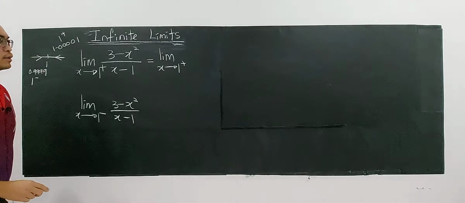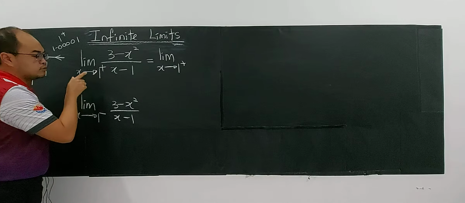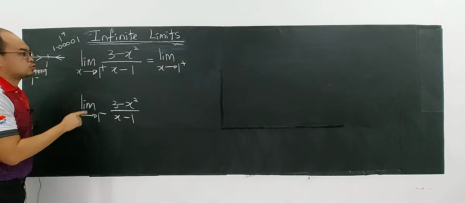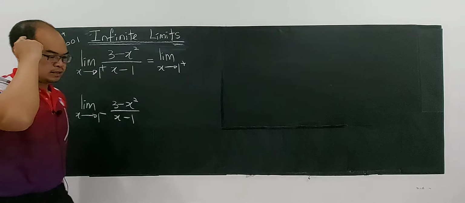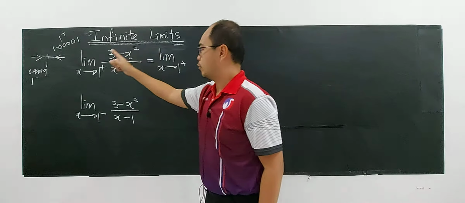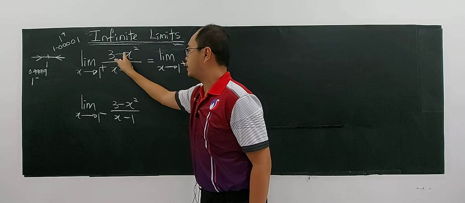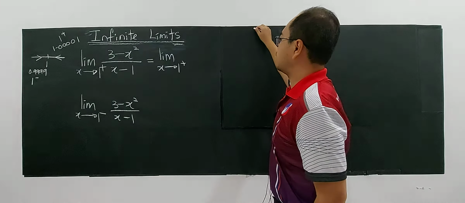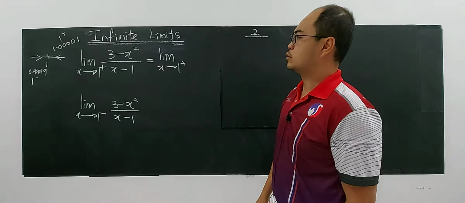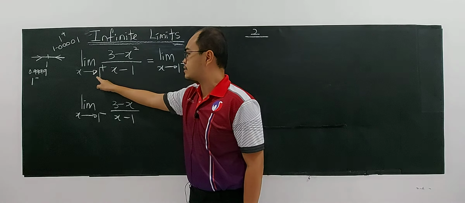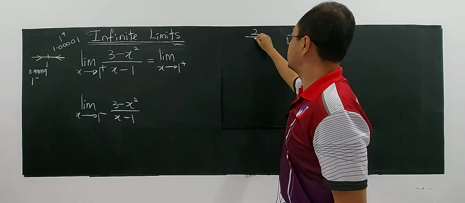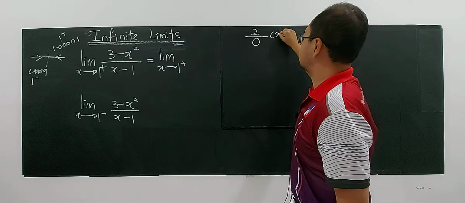The first step is you consider the case here by doing direct substitution. So if you substitute 1 here, 3 minus 1 squared, you are getting a number 2, right? So 3 minus 1 is 2. But when you directly substitute the value into 1 minus 1, you are getting 0. This is the case.